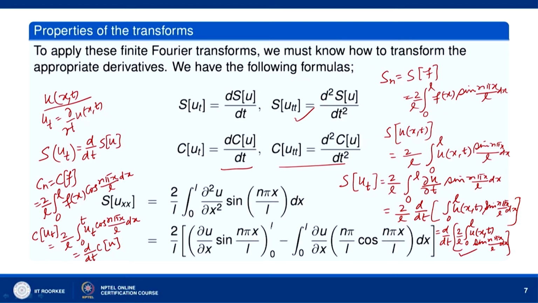Now, you can see here, when you put x as L, sin n pi is 0, when you put x as 0, sin n pi is again 0, and ux is a finite quantity.